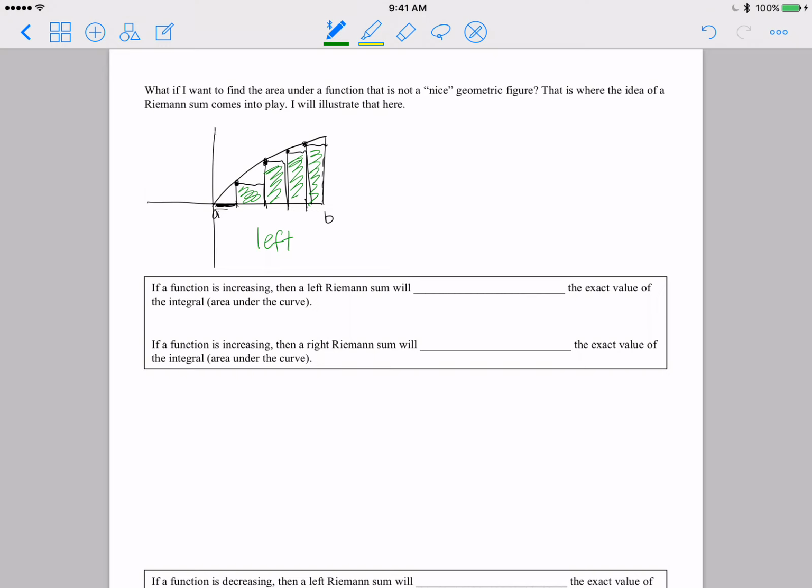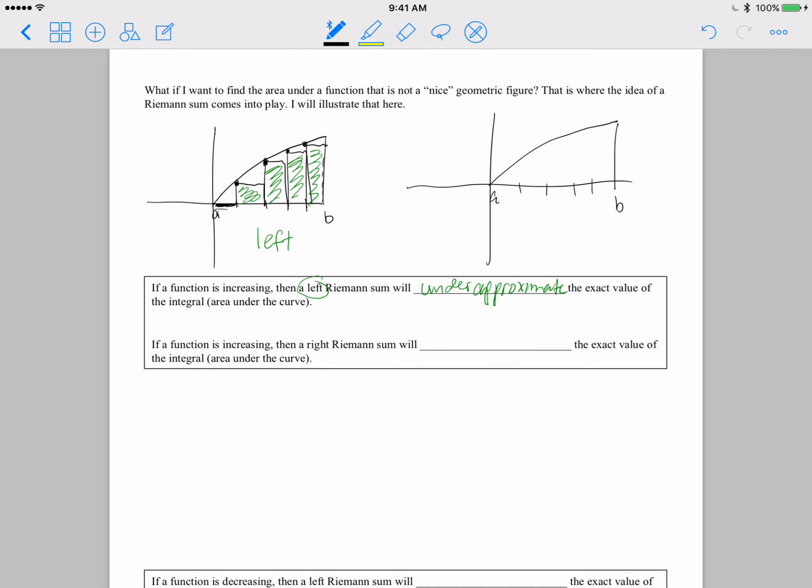And so that leads us to filling in the first blank here. If a function is increasing, then a left Riemann sum is going to under-approximate the area under the curve or the definite integral. Okay, if I instead take the right endpoint from every subinterval, so I'm going to try to draw the same figure here, increasing function. Here's B, here's A. I'm going to try to take the same number of subintervals if I can.